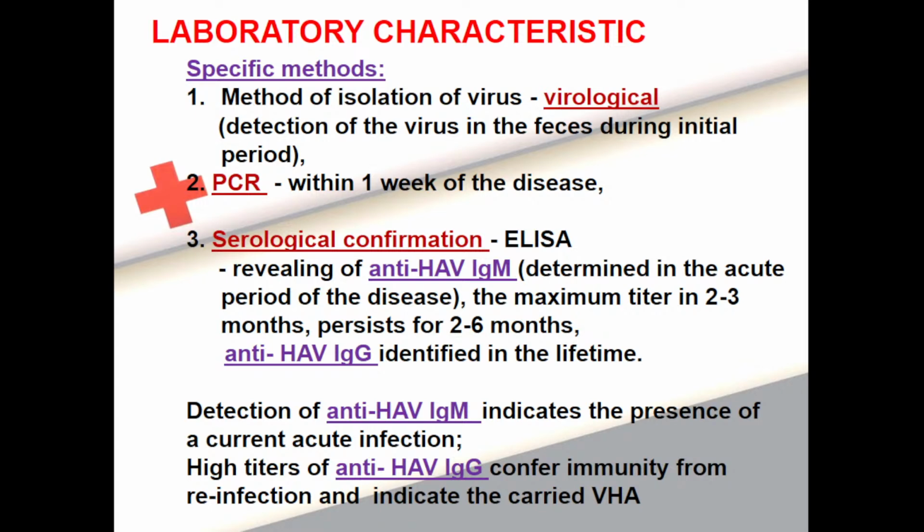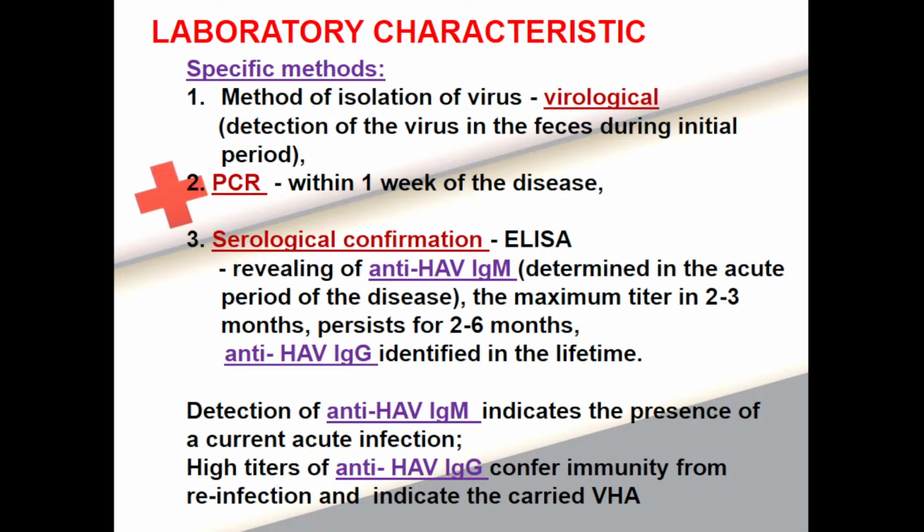Detection of anti-HAV immunoglobulin M indicates the presence of a current acute infection, or maybe the patient is in the recovery stage, but still only about 2 months have passed, because it stays up to 6 months.